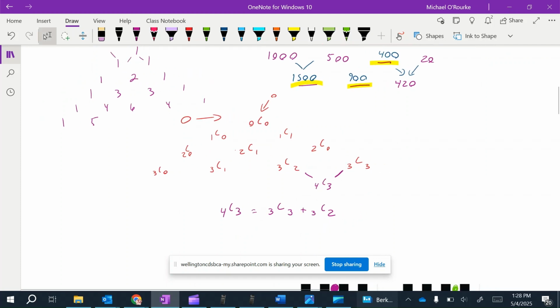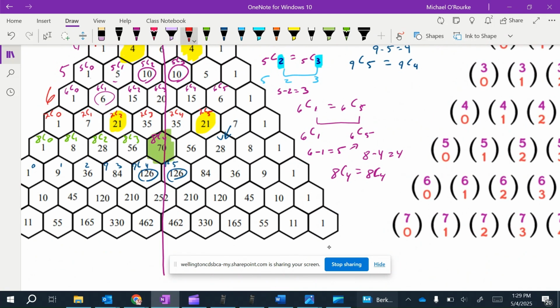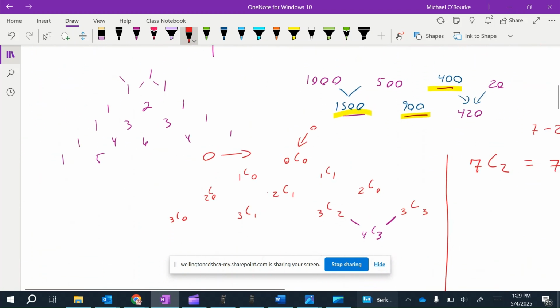Then the last thing here is know that it's symmetrical and that we can find each number's partner by subtracting the column from the row. So if I ask what's equal to 7C2, you can go 7 minus 2 equals 5. And what's going to be equal to it is 7C5. If we go back to my thing here, 7C2 equals 7C5. Those two are equal. Okay?